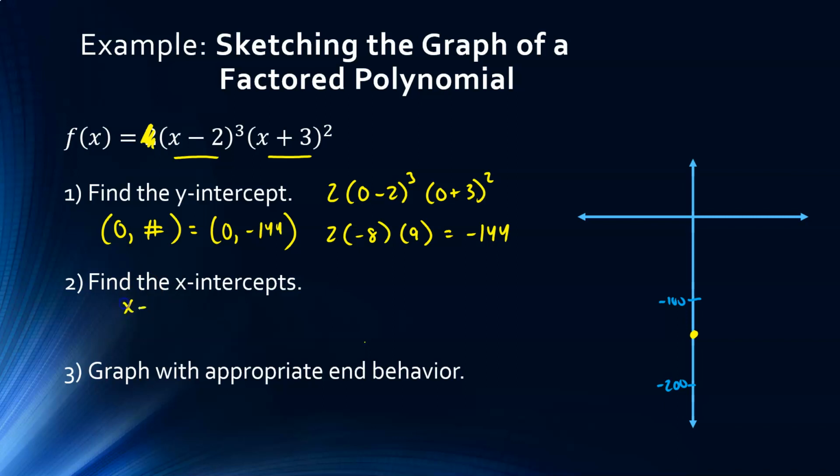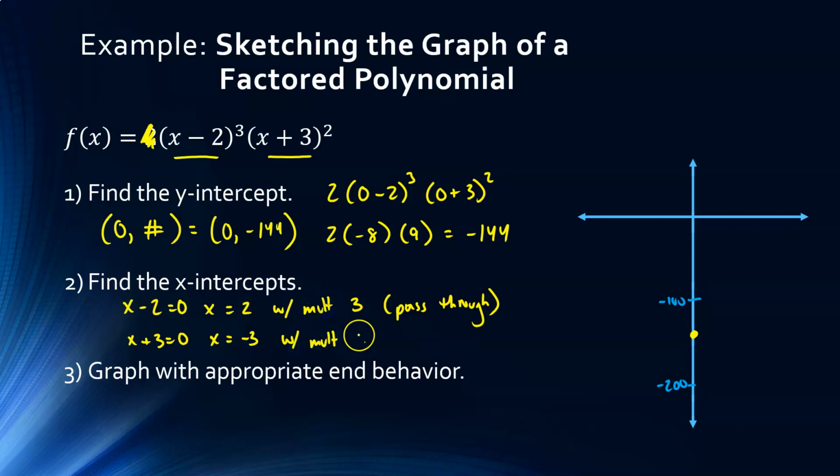I'm going to set x minus 2 equal to 0, and I get an x-intercept of 2. Since it has an exponent of 3, we say it has a multiplicity of 3, and so that's going to be a pass-through. For x plus 3, I'm going to set that equal to 0, and we get negative 3. Oops, I can't spell, that was multiplicity. It has an exponent of 2, so it has a multiplicity of 2. Since that's even, it's going to bounce off that point.